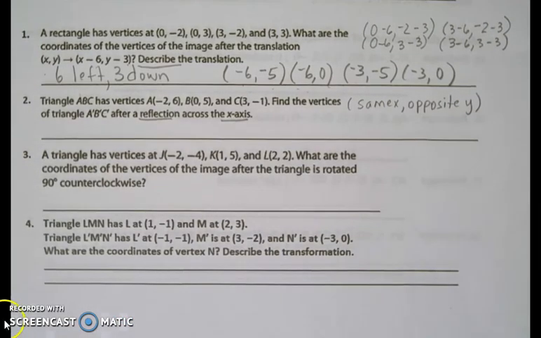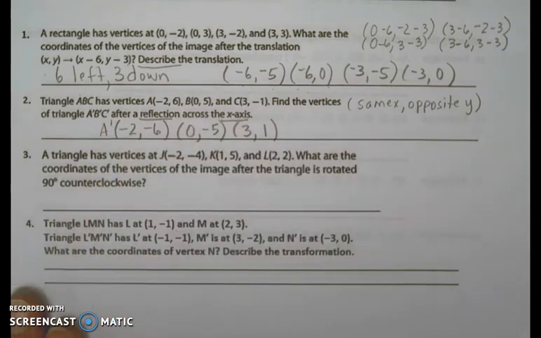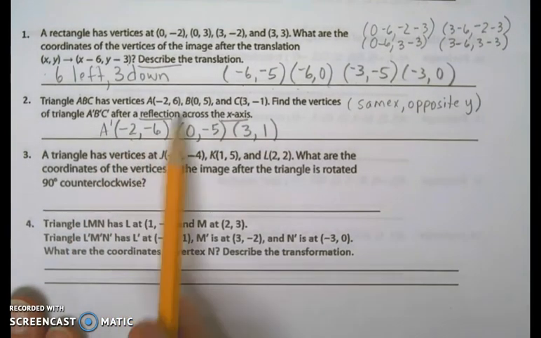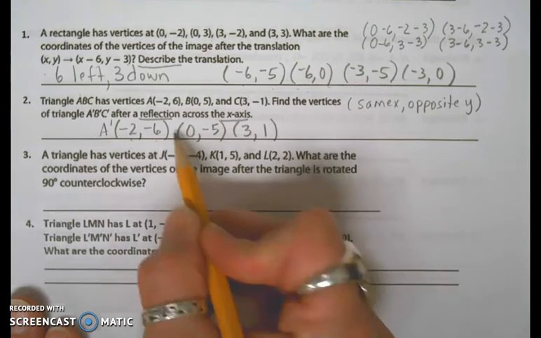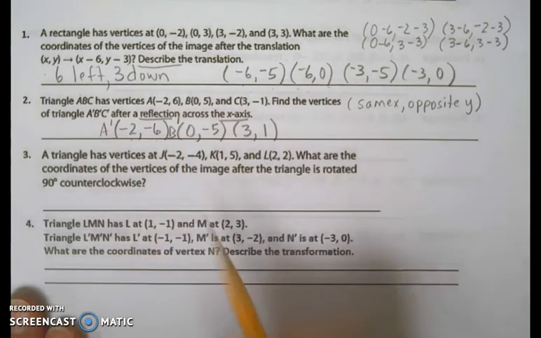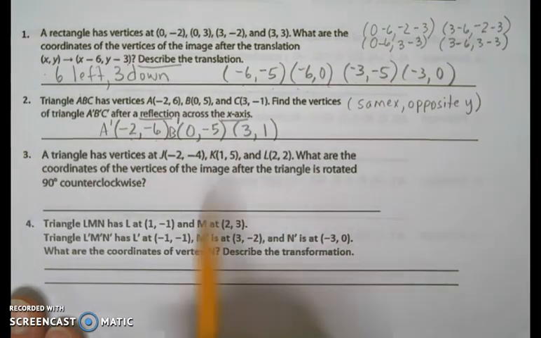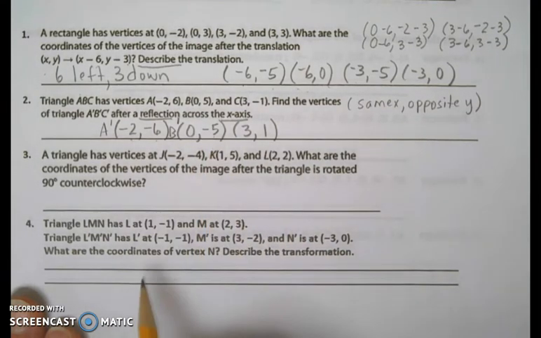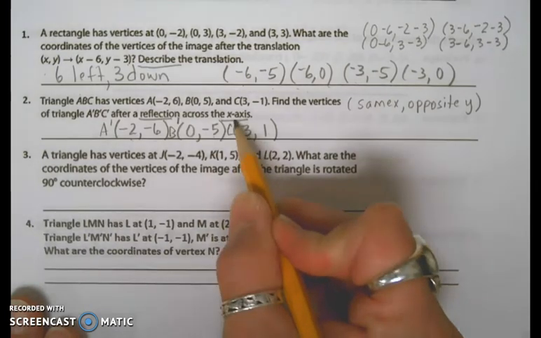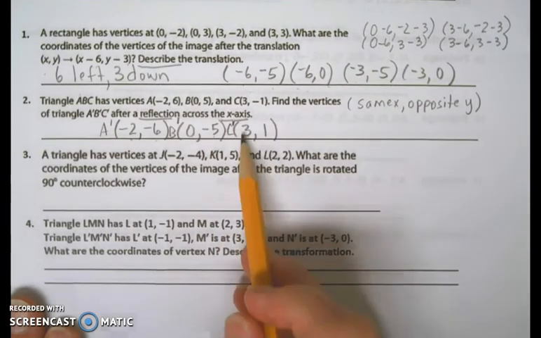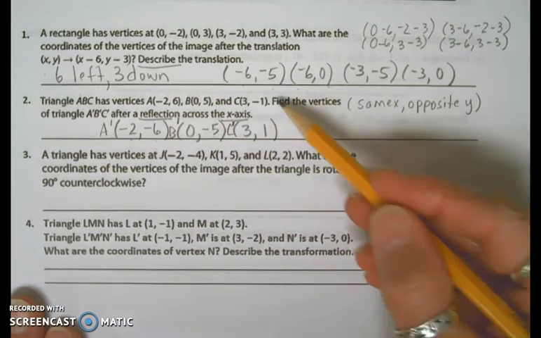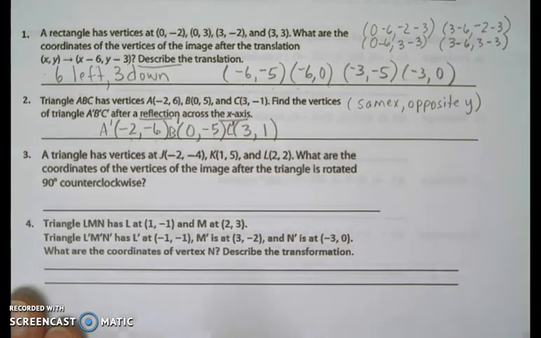So try them. A prime is same x, opposite of 6, negative 6. B prime, 0. 0 never has a sign, positive or negative. Opposite of 5, negative 5. C prime, same x, 3, opposite of negative 1 is positive 1. So A prime, B prime, C prime.